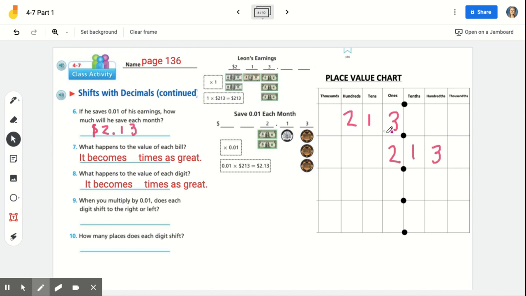Let's just take a look at, for example, our 3 $1 bills. What happened to our 3 $1 bills? Where did the digit 3 go? It went into the hundredths place value, and now we have 3 pennies.